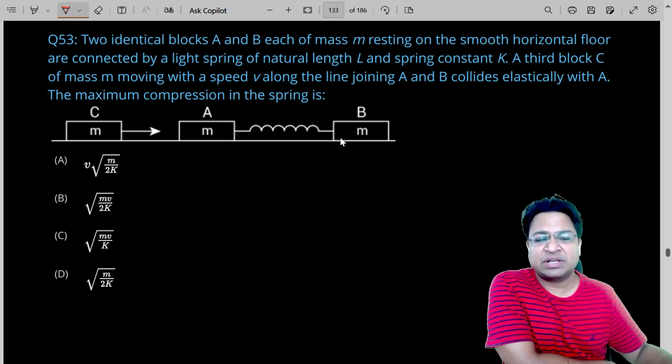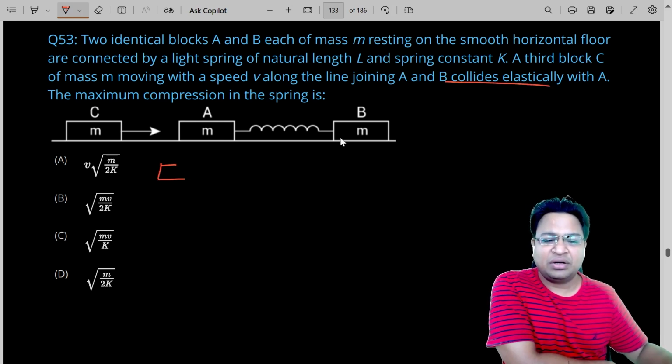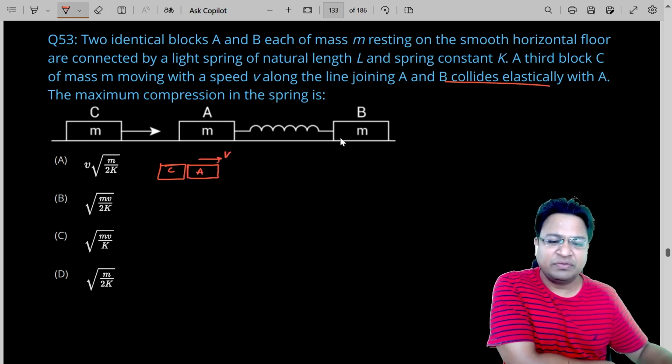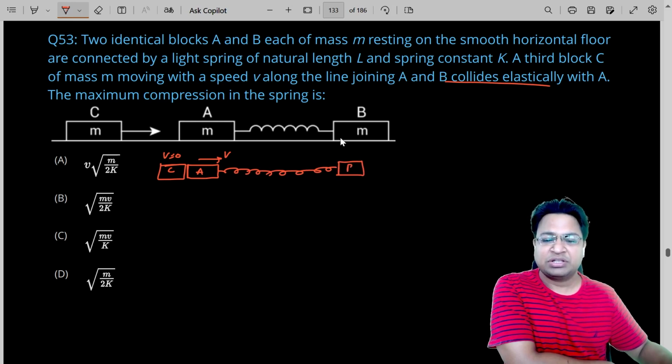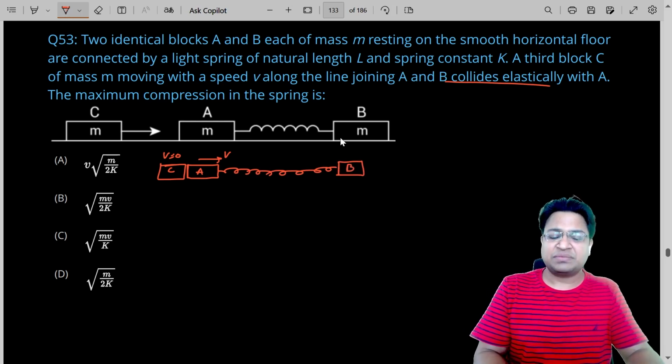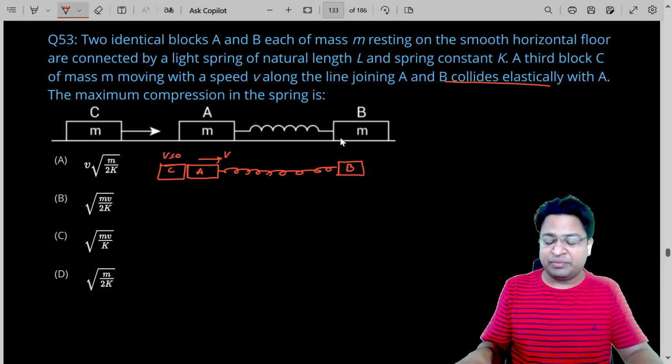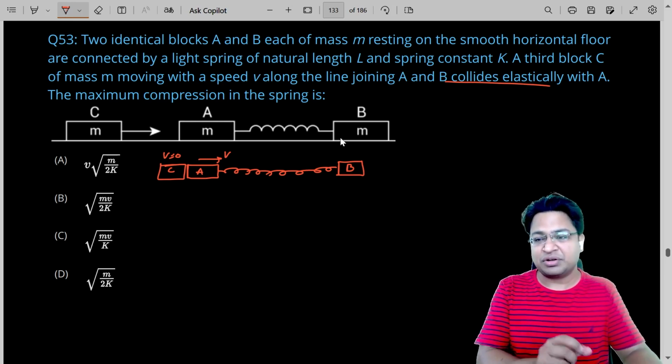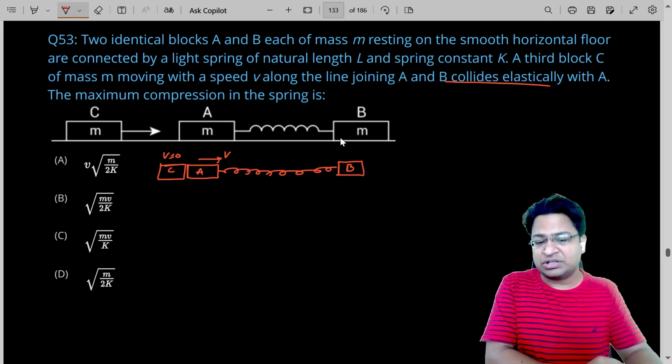C and A have the same mass, and they collide elastically. So after the collision of A and C, the velocities will get interchanged. So A will start moving with V and C will come to rest. So this is what is going to happen. And by this time, the block B is still at rest, because they are connected by a spring. Spring cannot exert impulsive forces. So the moment A received the impulse from C, B wouldn't have received the impulse at that very moment, because the spring cannot exert impulsive forces.